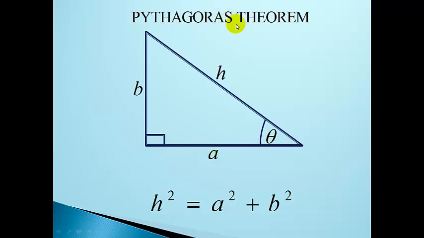Now from the Pythagoras theorem, the square of the longest side is equal to the sum of the squares of the other two sides. That is H square is equal to B square plus A square. That is, the square of the hypotenuse is equal to the square of the opposite side plus the square of the adjacent side. So from the Pythagoras theorem, H square is equal to A square plus B square.